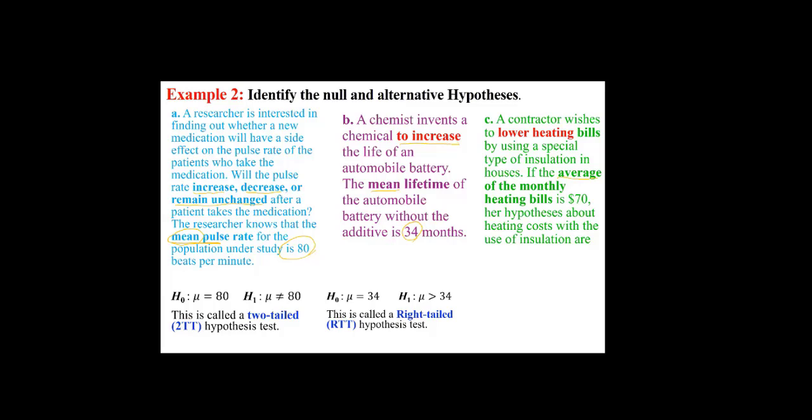Mu. So you're looking for the vocabulary that gives you the symbol. Average, mu. It's supposed to be how much? So mu is 70, equal to 70. H0, mu equals 70. Now going back, rereading the question, a contractor wishes to lower heating bills. So that means less than. So mu is less than 70.